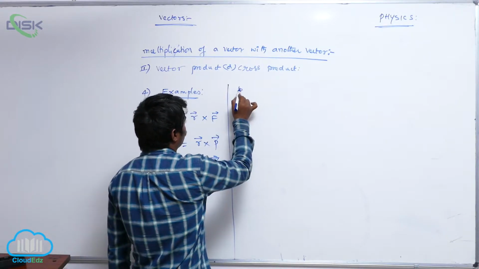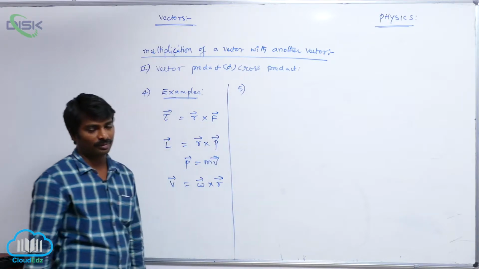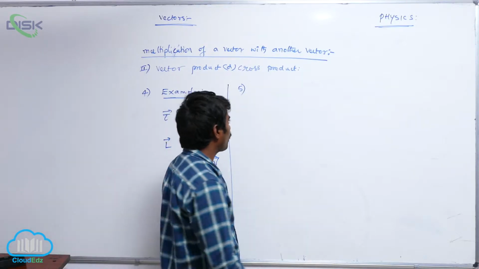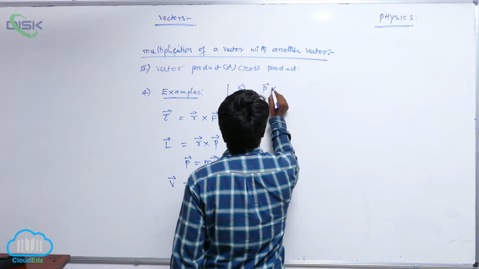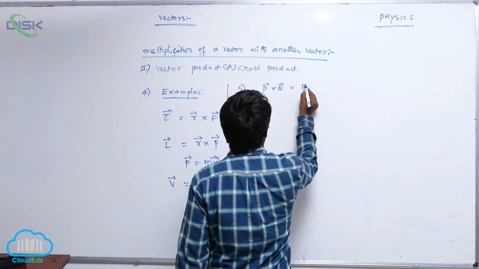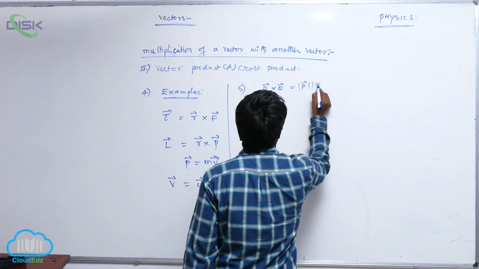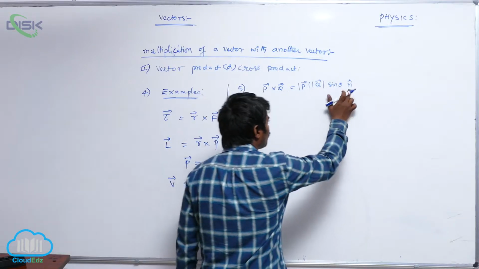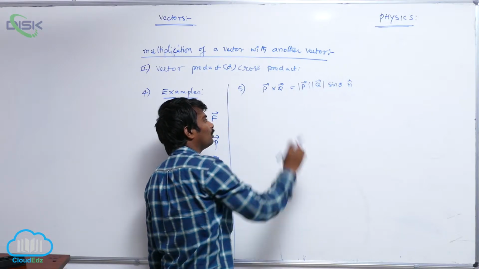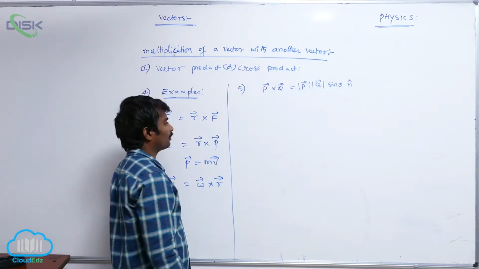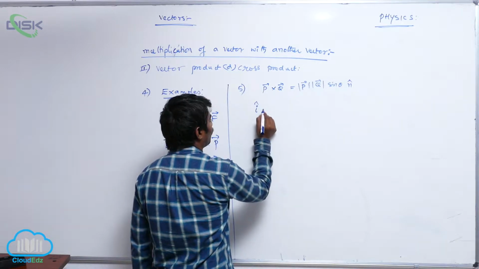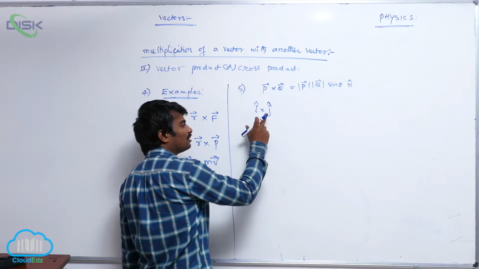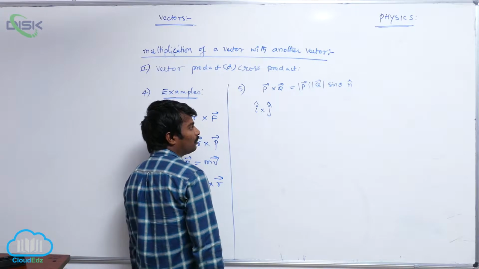Next, in this fifth point I am going to discuss the useful information for solving problems. See, p bar cross q bar is equal to modulus of p vector, modulus of q vector, sin theta into n cap, and this n cap is the unit vector perpendicular to the plane containing p bar and q bar. Let me take i cap cross j cap. i cap is the unit vector along positive x axis, j cap is the unit vector along positive y axis.